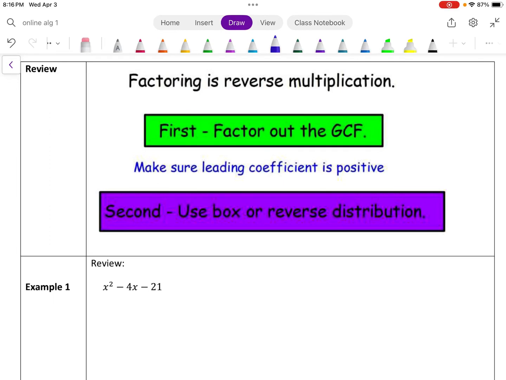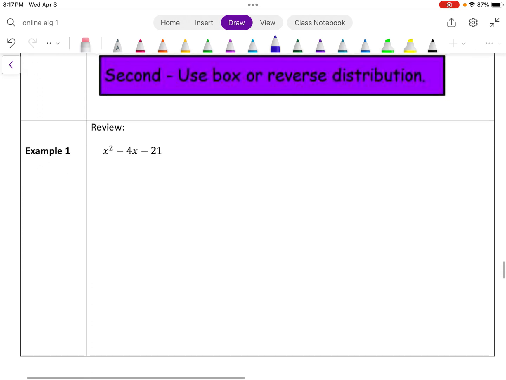All right, another day of factoring. So remember, factoring is reverse multiplication. And we keep saying we always have to factor out the greatest common factor before we can do anything else. So today we're going to look at problems where we have to factor out that GCF, and then we also have to factor the trinomial. So let's do a couple.